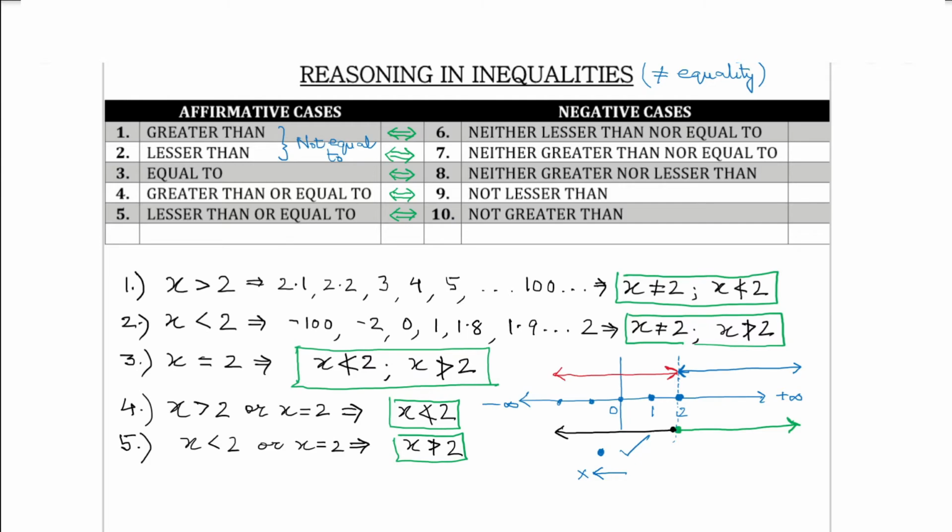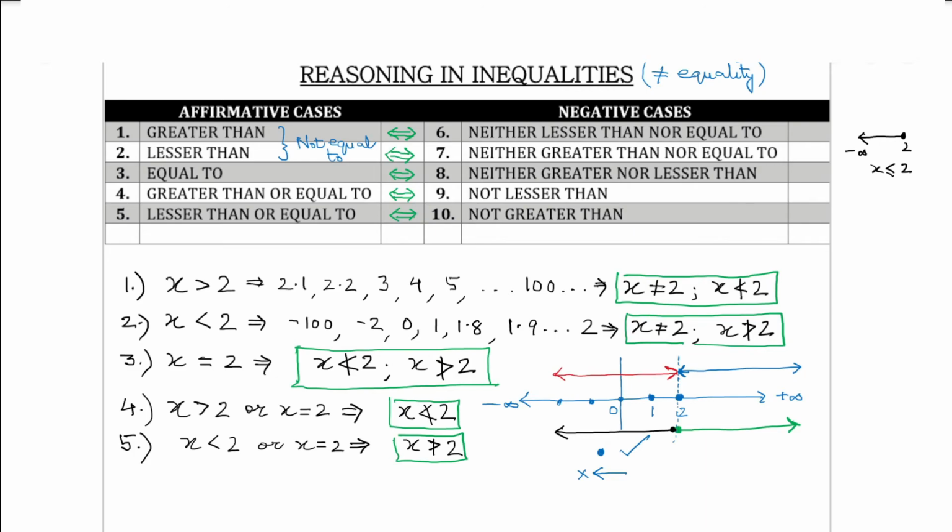So just let me put the things in perspective here. I used the black colored arrow. Let's say this is 2 and this is minus infinity. So what am I representing here? I am representing x is less than or equal to 2.